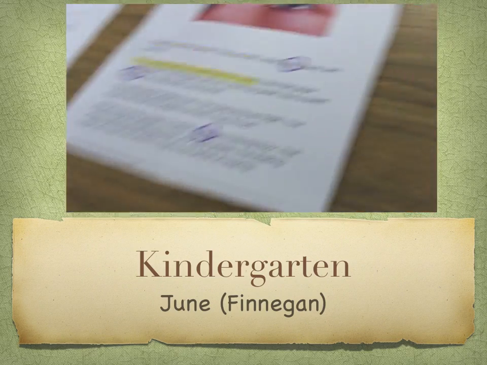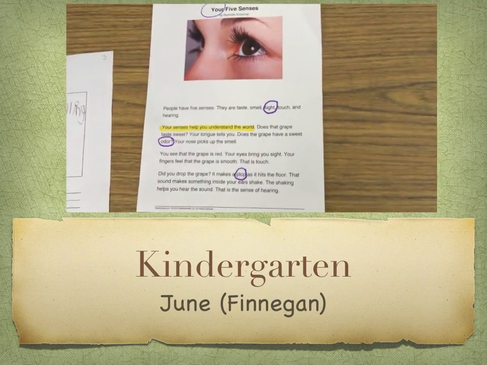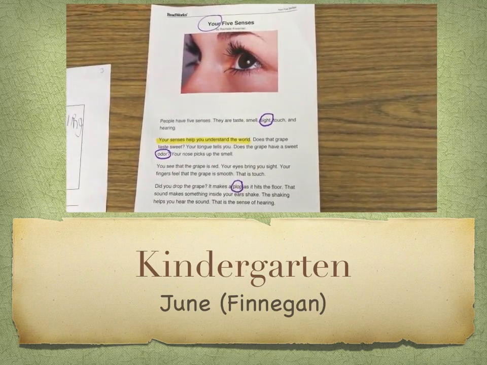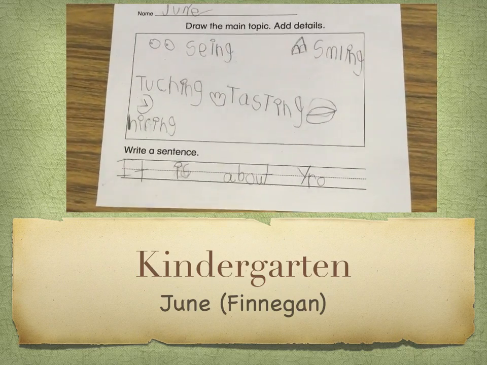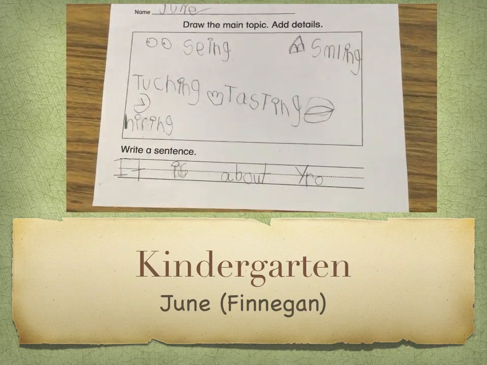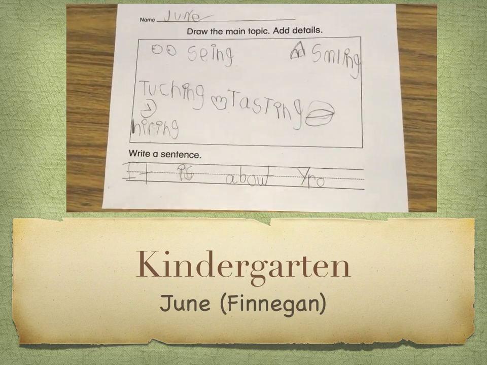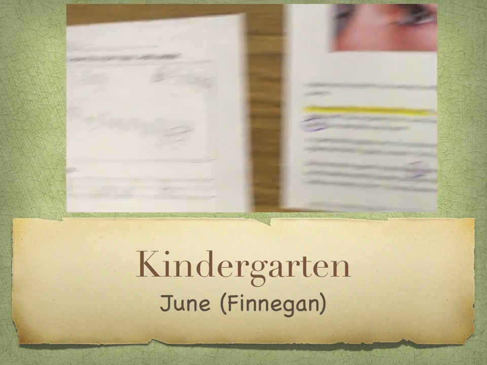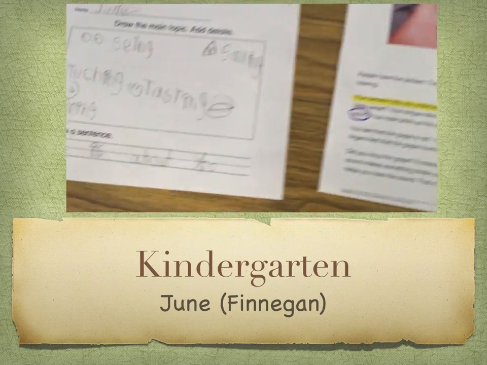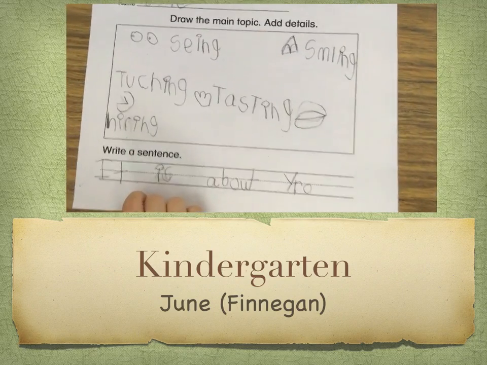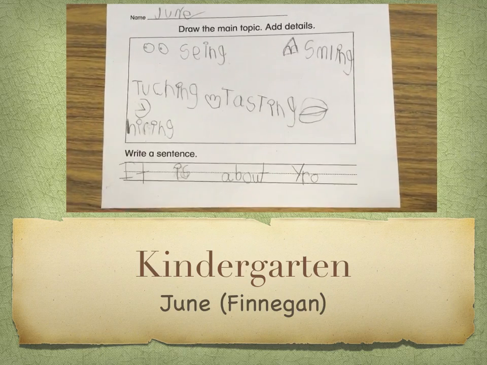And June did that with our passage here. We were reading Your 5 Senses. And here is June's response. She had to draw the main topic and add details. My question was, June, what was Your 5 Senses about? Can you show me how you restated the question? It is about. Excellent. You said it is about.